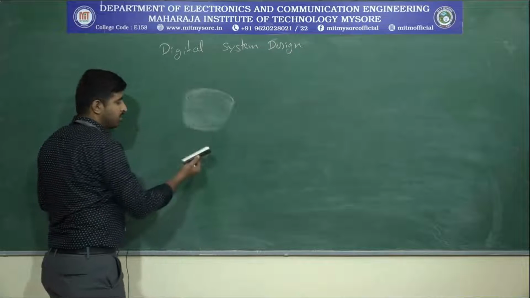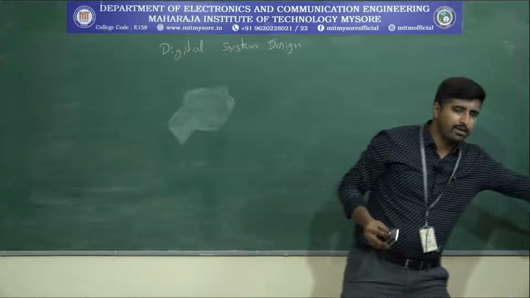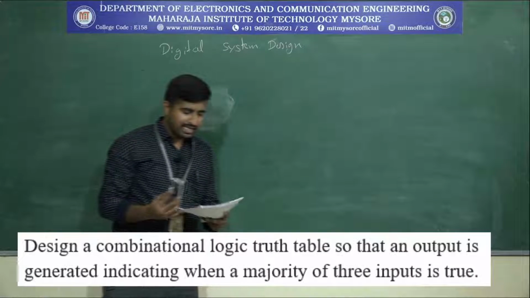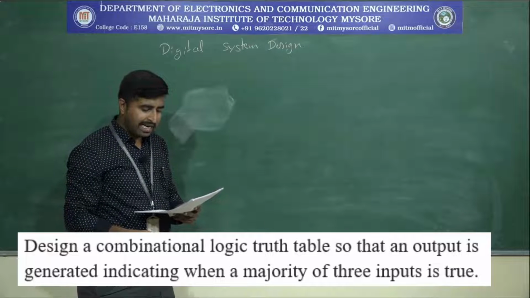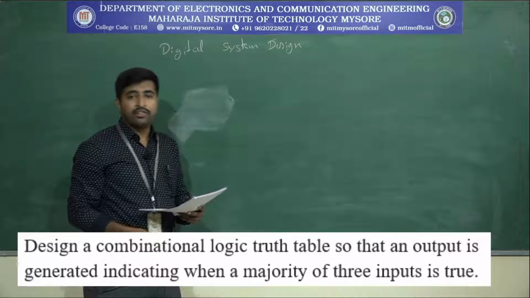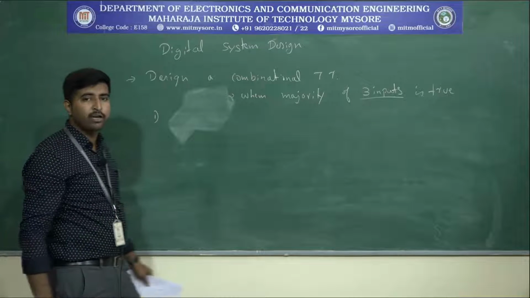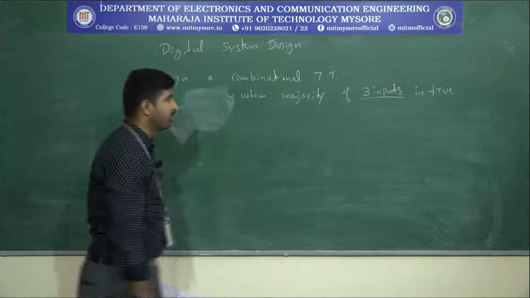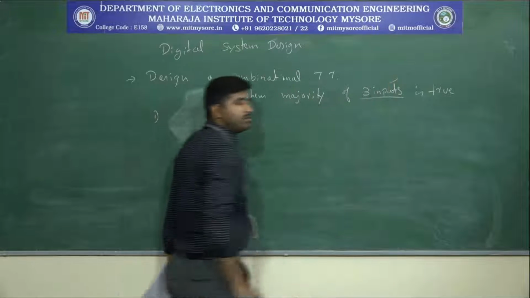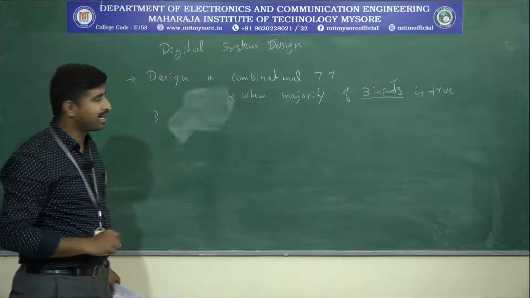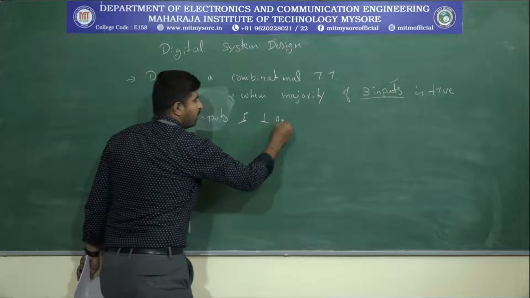To understand that part, let's take an example problem so we can understand it better. The problem is: design a combinational logic truth table so that the output is generated indicating when a majority of 3 inputs is true. So this is the problem. The first step is to identify the number of inputs and outputs. By seeing this statement we get to know that we have 3 inputs and 1 output.